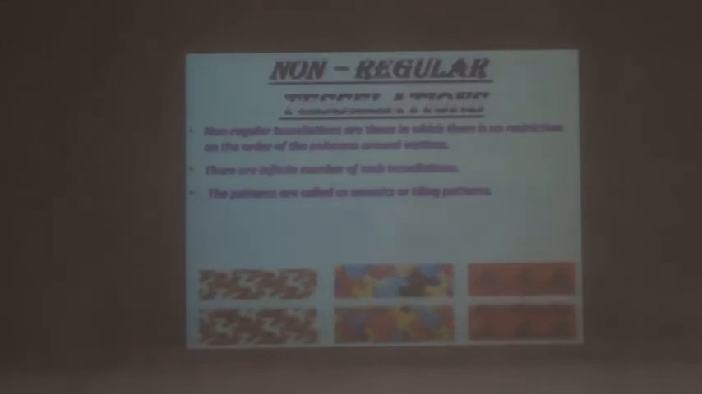Semi-regular tessellations. A semi-regular tessellation is made of two or more regular polygons. The pattern at each vertex should be the same. Non-regular tessellations are those in which there is no restriction on the order of polygons around vertices. There are an infinite number of such tessellations. The patterns are called mosaics or tiling patterns.